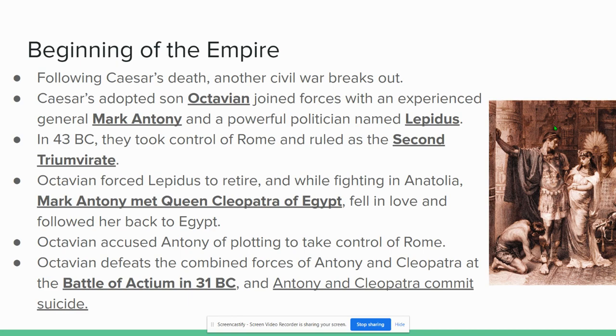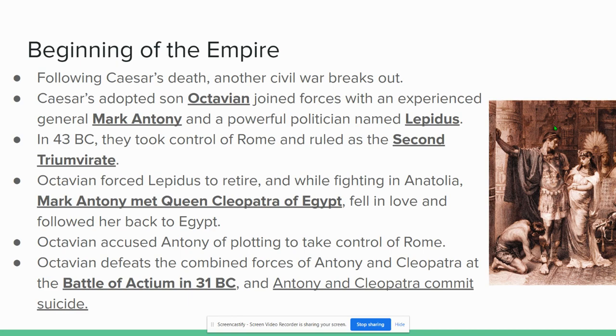So Octavian forces Lepidus to retire, and while fighting in Anatolia, Mark Antony had met Queen Cleopatra of Egypt. Keep in mind that Queen Cleopatra had actually gained her throne under the power of Julius Caesar. These two had fallen in love, and Mark Antony follows her back to Egypt.